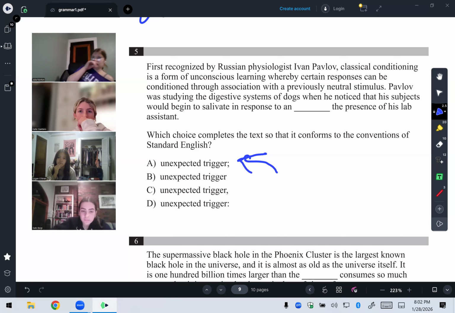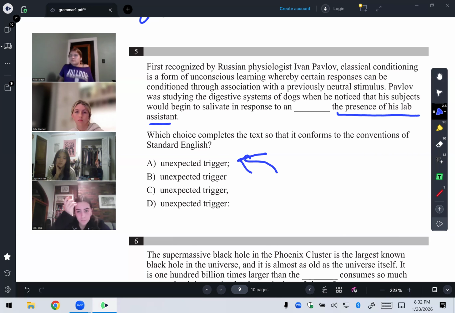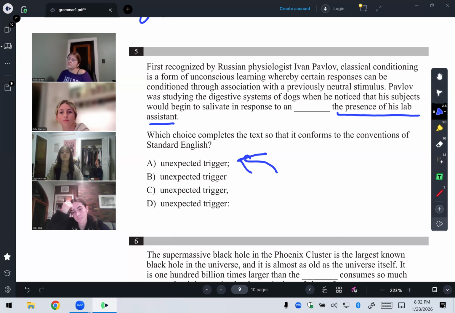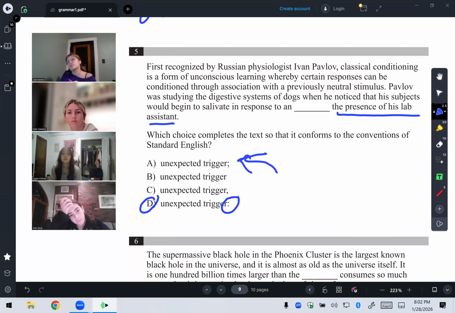We're very informal here. Because the second half is dependent. This is not a complete thought. The presence of his lab assistant, just a fragment. So there is something we can use, and it doesn't matter what follows the colon. It can be anything. It can be a single word sometimes. Yeah. So no semicolon, no comma. All right. So that was a colon question.